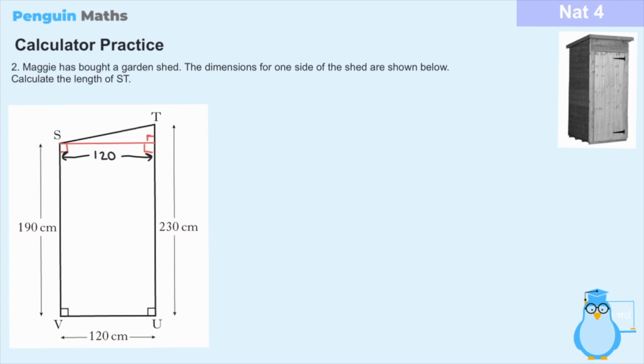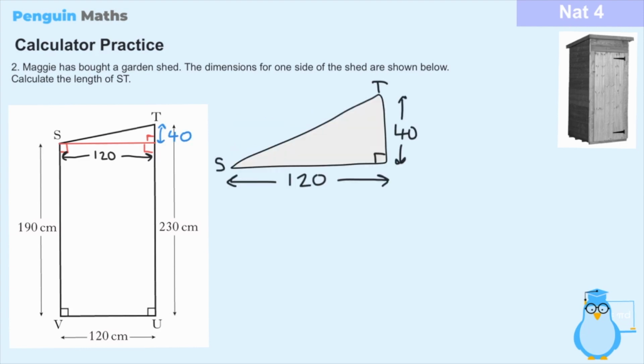And one other thing that we can do is figure out the difference between this point and this point. Because we know this length is 230 and this length is 190, that must mean that from here to here would be the difference between 230 and 190. So if we take the difference between 230 and 190, that gives us a length of 40 centimetres for this little distance right in here.